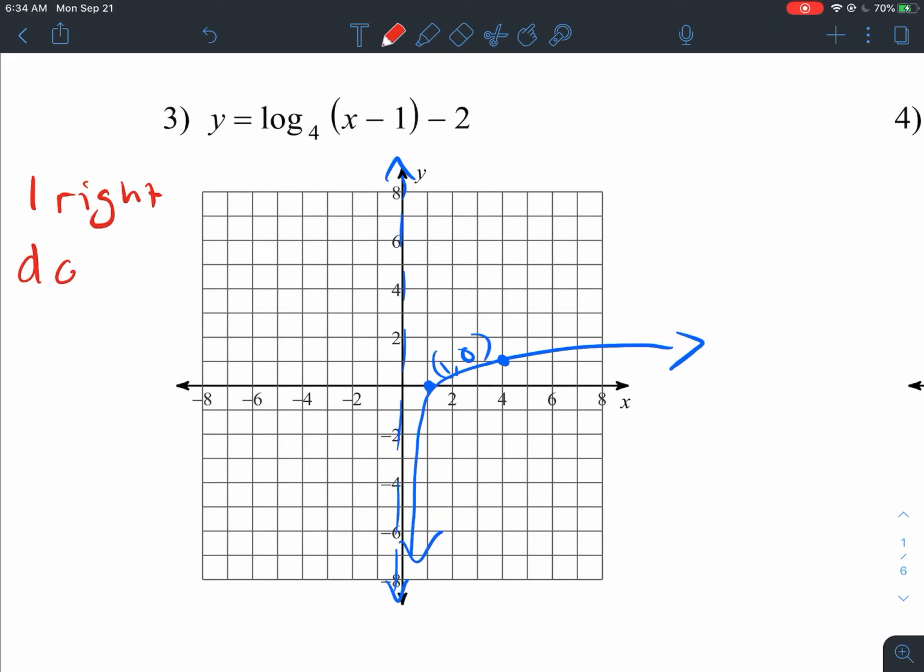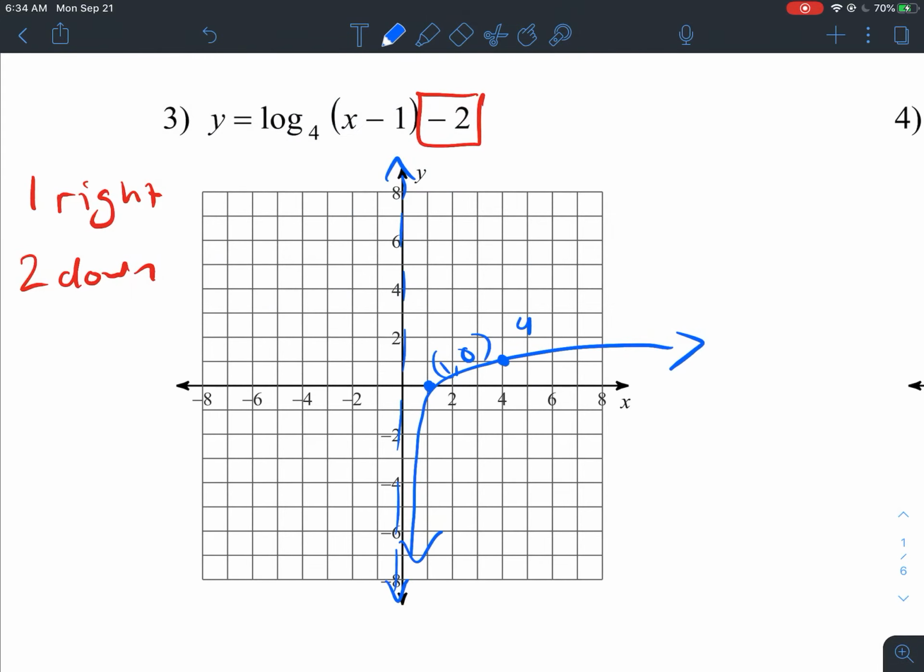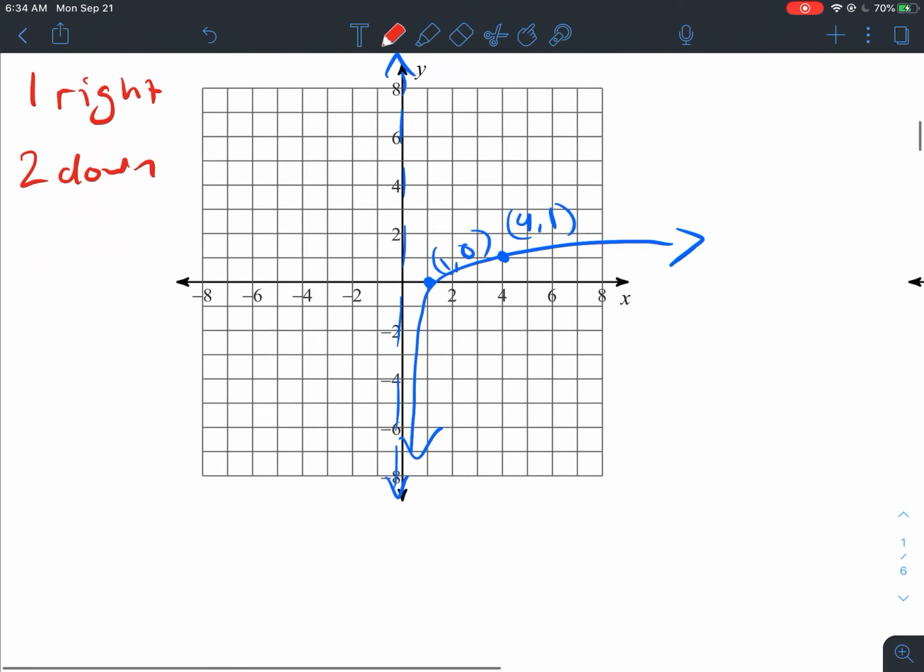Then for my y, we're going to go 2 down, right? This value always does what you think it would. It tells you to shift 2 down. Oh, and I accidentally forgot to write 4, 1. All right. So now let's go ahead and apply these transformations to our points.